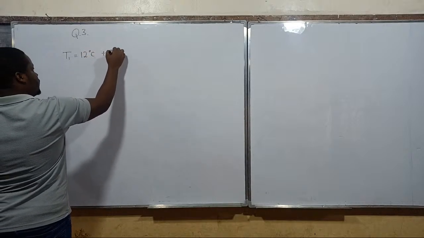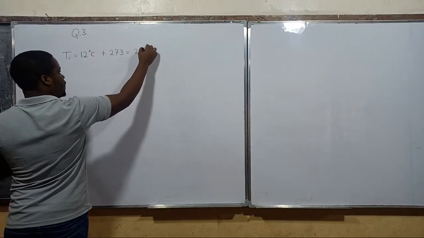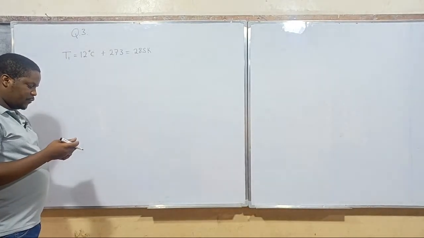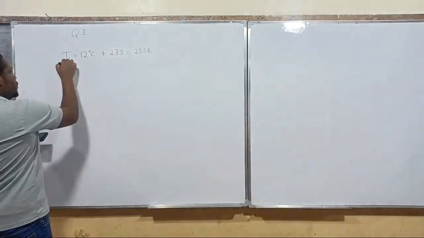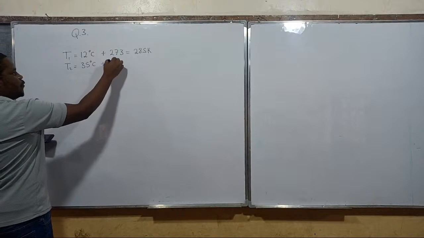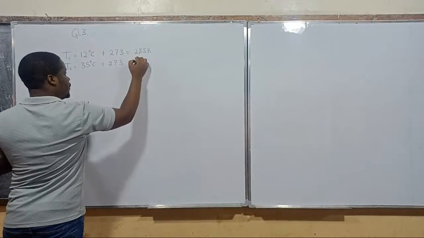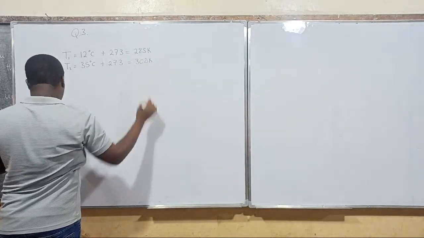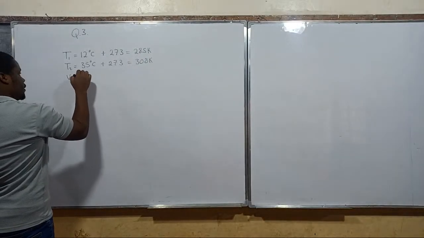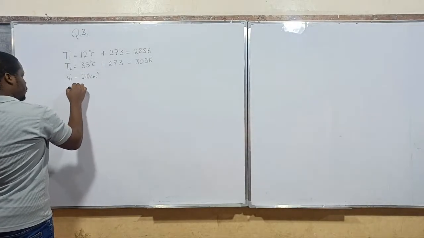So we're supposed to convert this to kelvins, of course. So we're just supposed to add 273, which gives 285 kelvins, like that. Then from there, we have another temperature, which is 35, so we'll have to do the same. So temperature 2 is 35 degrees Celsius. Again, we convert it to kelvins by adding 273, and we'll get 308 kelvins. Then we've been given volume 1, which is 2 cubic centimeters, and we're looking for volume 2 in this case.